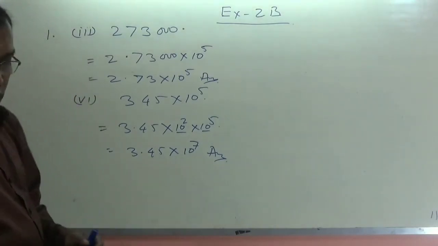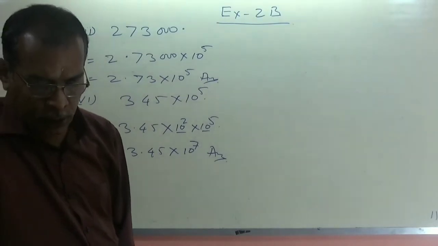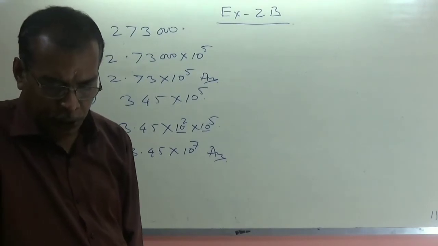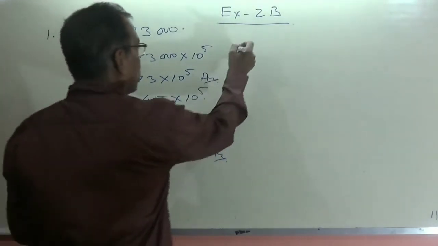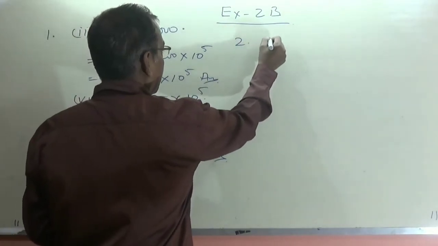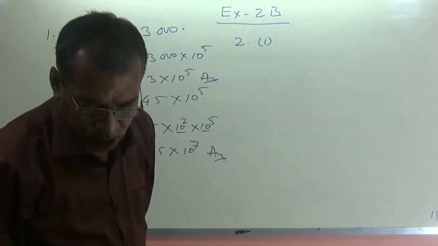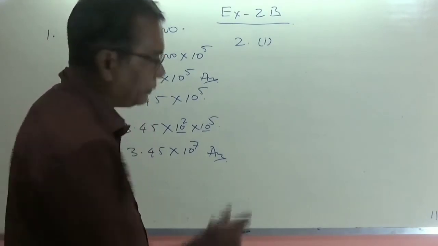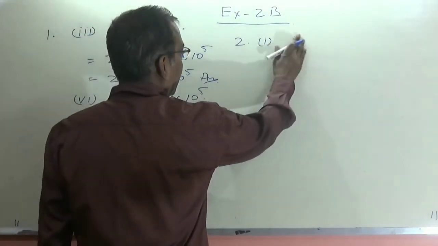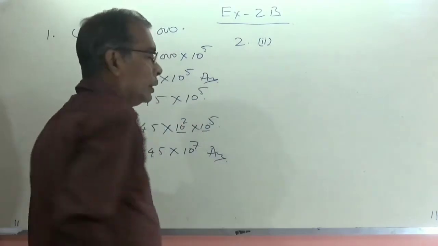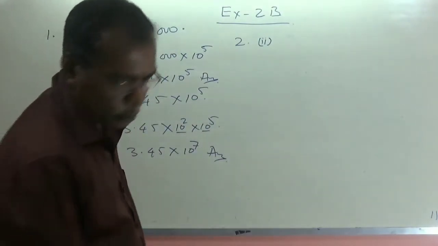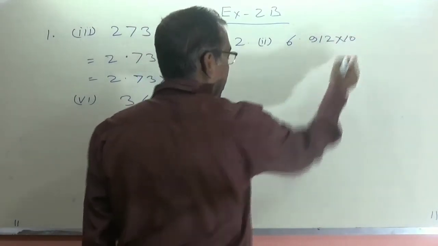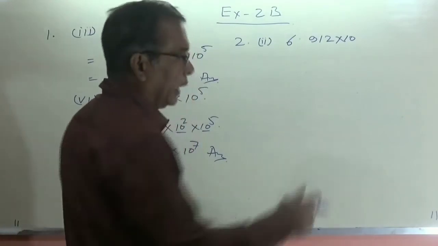Now, let us go for the next one. Question number 2. Write each of the following numbers in usual form. All the numbers are given here in scientific form. Say suppose one question I am solving here, it's the second one. 6.912 into 10 to the power 8.